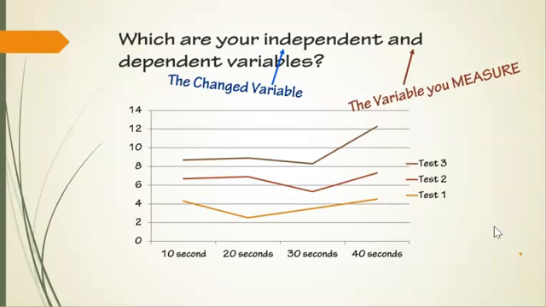The dependent variable, oh goodness, this went crazy here. This arrow should be going to dependent variable. Anyways, the dependent variable is the one that you measure. This is always your outcome that you're looking for, the certain types of results that you're looking for. And quite often, these will be your measurements.